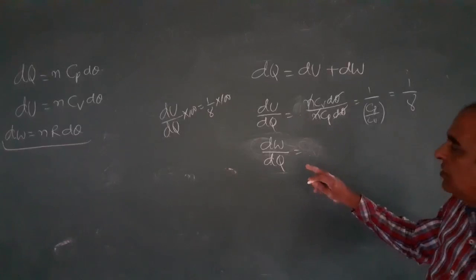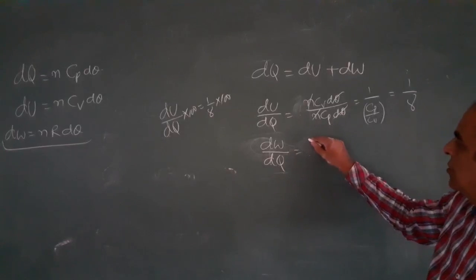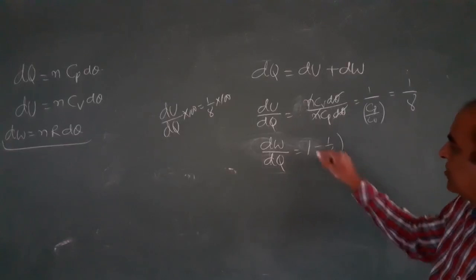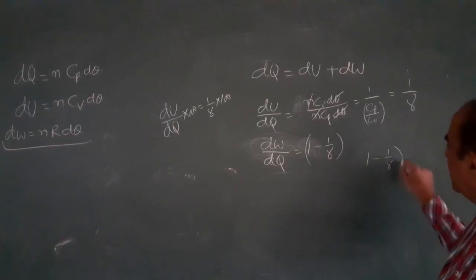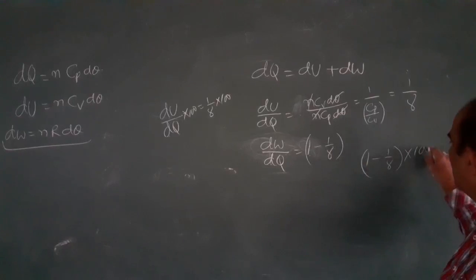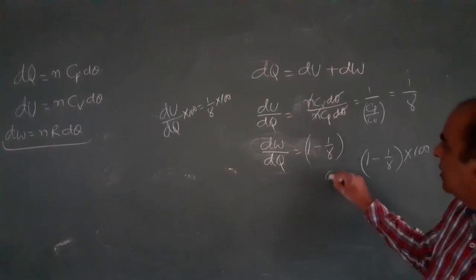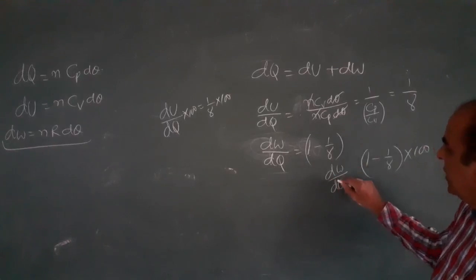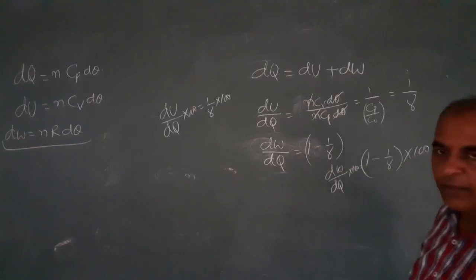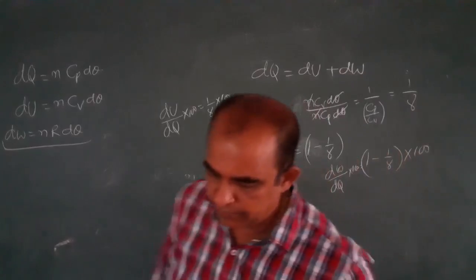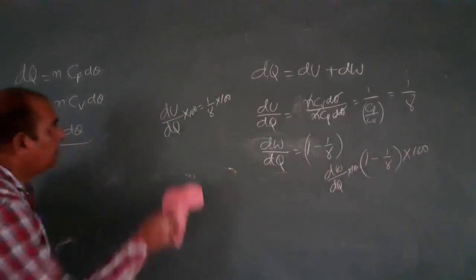What fraction is utilized for work done? So 1 minus 1 by gamma fraction is utilized for work done. Percentage means 1 minus 1 by gamma into 100 percentage. So dW by dQ into 100, how much? That is 1 minus 1 by gamma into 100.